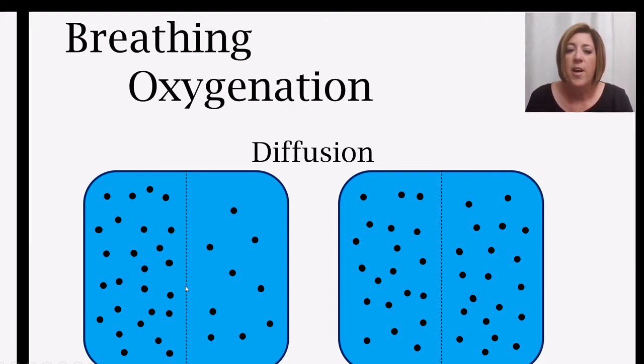And on the right of that membrane, there is a lower concentration. So that is going to drive the oxygen particles to go across that semipermeable membrane to equal out the concentration on both sides. So in the end result, we have equal concentration of oxygen on both sides of the membrane.